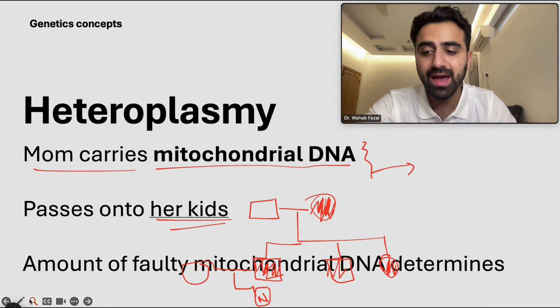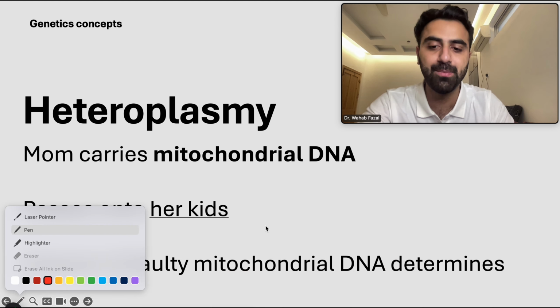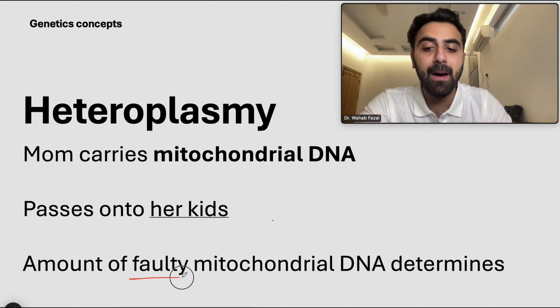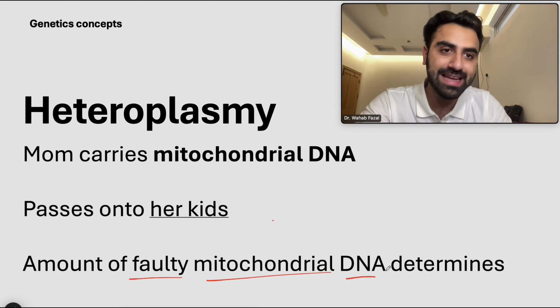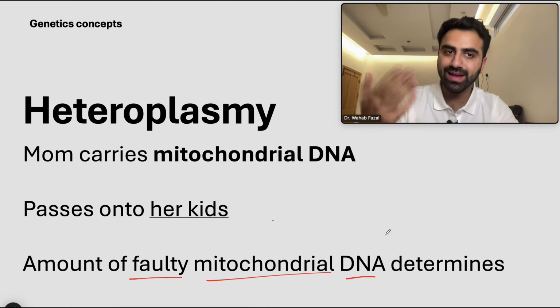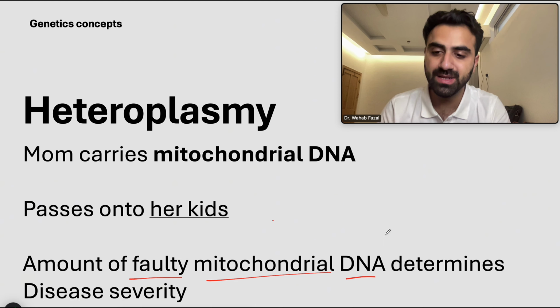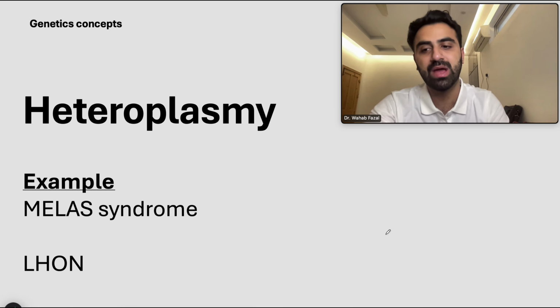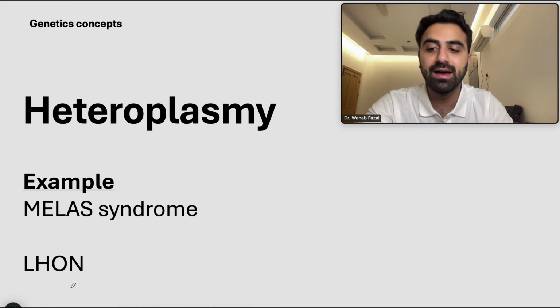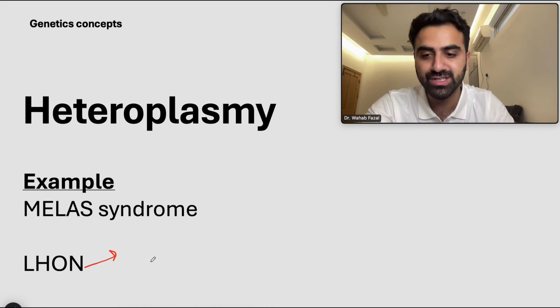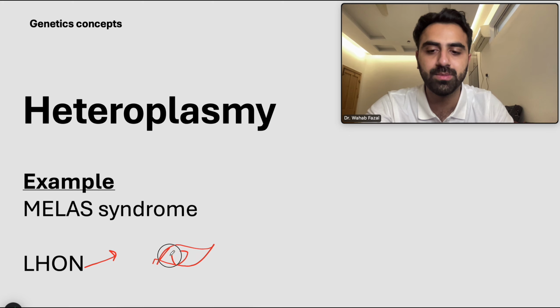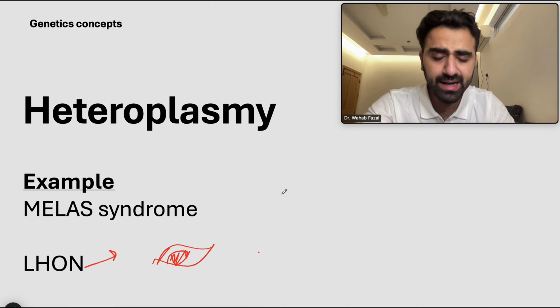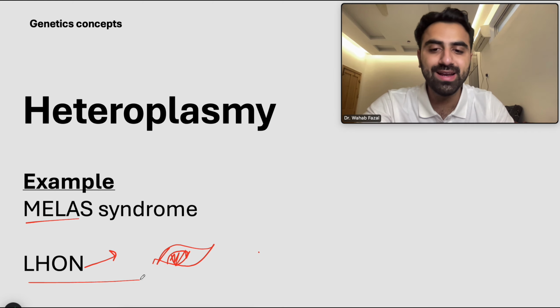Now, an important concept is that the amount of faulty mitochondrial DNA that one kid gets actually determines the disease severity. An example of this is MELAS syndrome, in which you have mitochondrial encephalopathy and lactic acidosis, and then Leber's hereditary optic neuropathy, which is a problem in the person's eye, right? So these are examples of mitochondrial diseases.